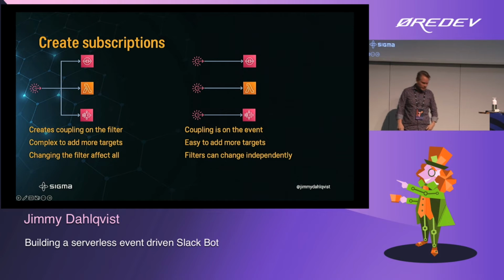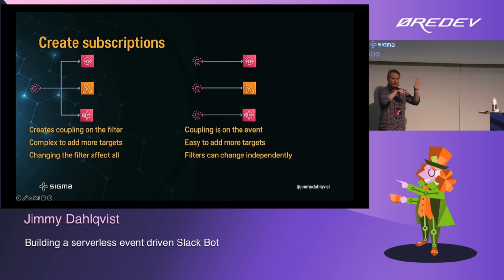Also, create subscriptions. What do I mean by subscriptions? A rule in Amazon EventBridge can have up to 5 targets. This is a hard limit. You can't go over 5. 5 is a max. You can't raise that limit. So if you create an event filter on an event and then have multiple targets, you have created a coupling on the filter.